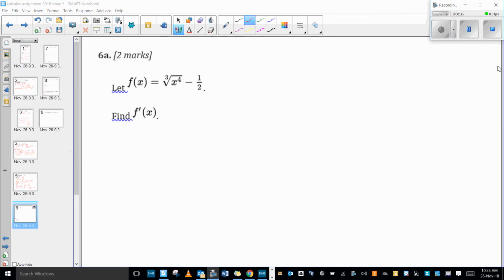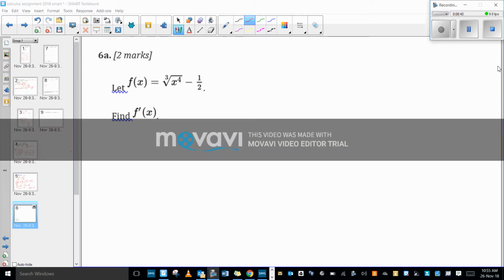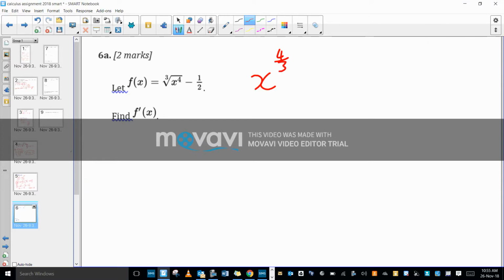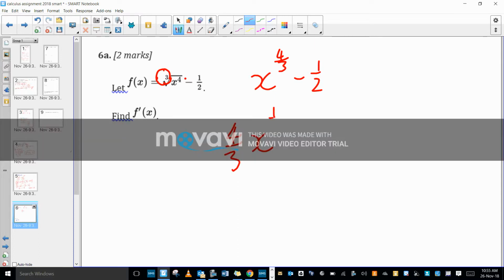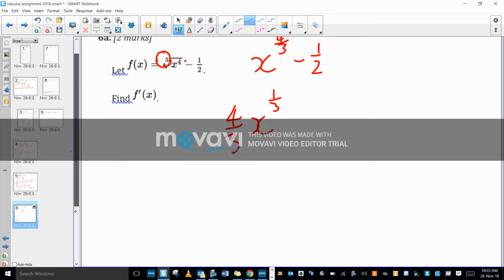Okay, so we've got a function with roots in, so before we can do this we need to rewrite it as powers. So this will become x to the 4 over 3. Remember, roots grow in the ground and powers are powerful, so they're on the top. Okay, so that's our function, so we know to differentiate it. So our power comes in front and take 1 whole 1 off the power, so that's just 1/3, and -1/2 is just a constant, so it stays there. So that's f dash x.